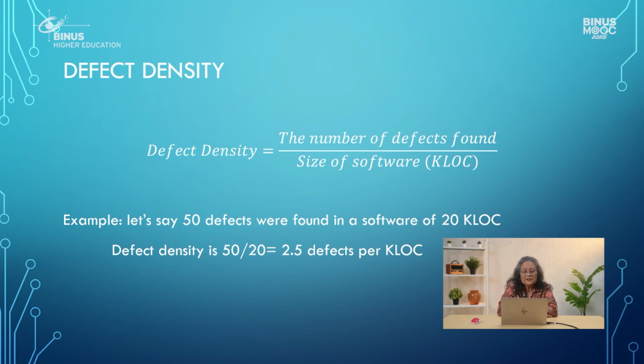For example, let's say in our software, 50 defects were found, and the software is about 20 kilo line of code. Then I can say that the defect density is 50 over 20, which is 2.5 defects per kilo line of code. It means that for every 1,000 lines, we found 2.5 defects. That's not bad. That means we can fix these defects, and it shows that maintainability is high.